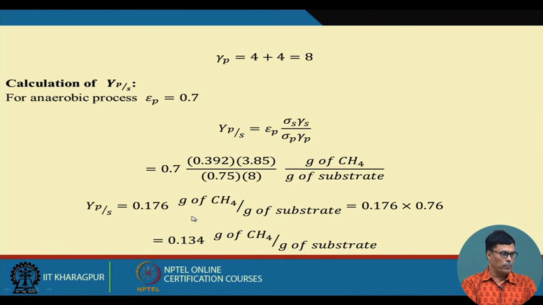This is coming to about 0.176, but we considered this per kg of organic biomass, and the total organic residue contains only about 75% organic biomass. So you multiply it by 0.76, then you will get 0.34 gram of methane per gram of substrate. So we can easily calculate how much minimum methane can be produced.